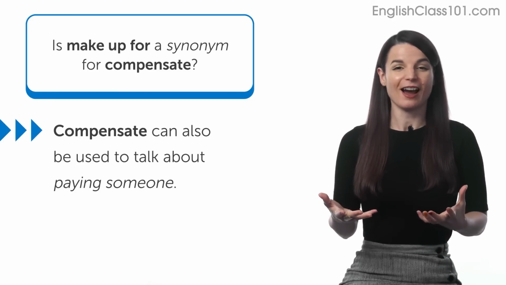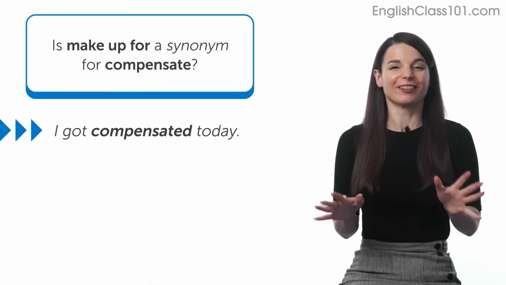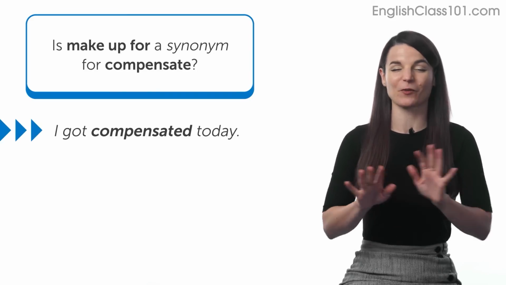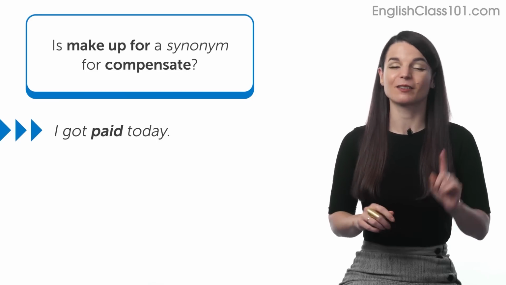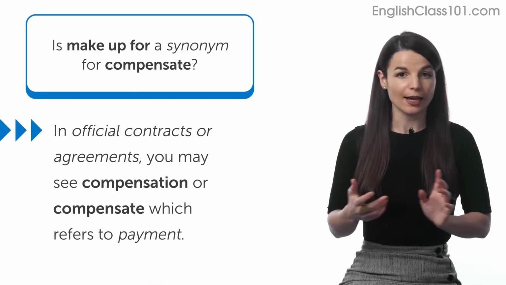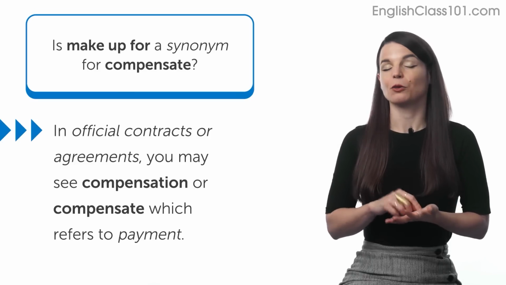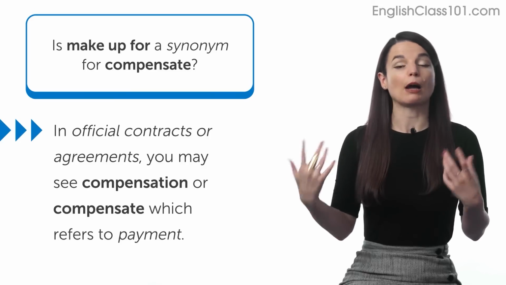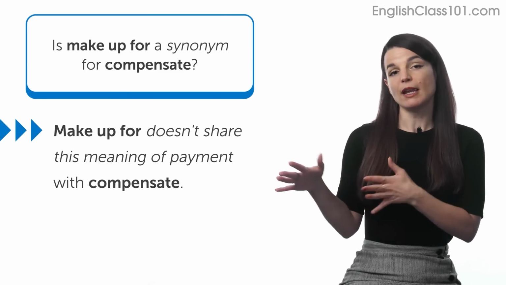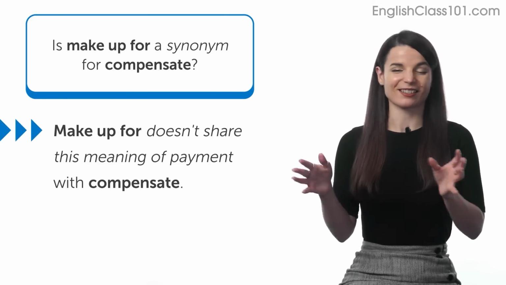Typically, we don't say, I got compensated today when we talk to our friends. That would sound really, really funny, way too formal. So we always say, I got paid today. That's the verb that we use. But in official contracts, agreements, like job contracts, you will probably see compensation or something compensate. That refers to payment. So make up for doesn't have this meaning, doesn't have this use.